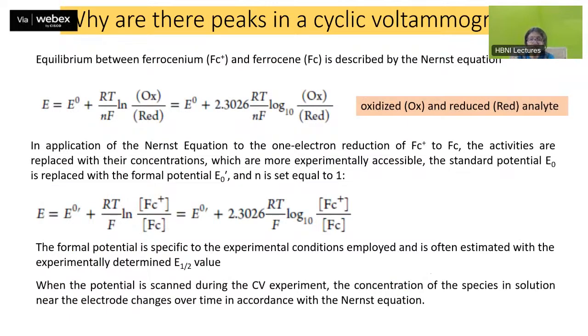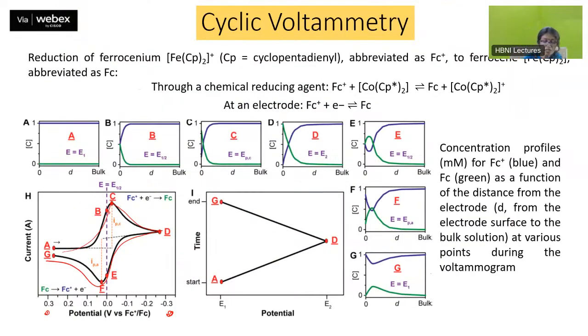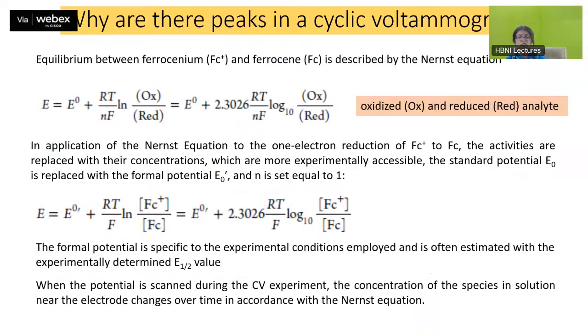So why are there peaks in this CV? We saw these peaks, right? One peak here and the other peak there. There is an equilibrium between Fc+ and Fc, and this is described by the Nernst equation, which we had already discussed in the first lecture. According to the Nernst equation, there is a one electron reduction of Fc+ to Fc, and the activities are replaced with their concentrations. Here it was actually activity, but now you can replace it with the concentration, because concentrations are more experimentally accessible. The standard potential E0 is replaced with a formal potential E0', and n is equal to 1 in this particular case, because you have only one electron transfer.